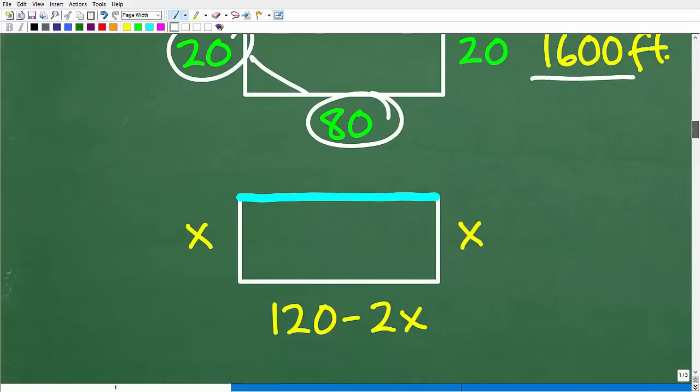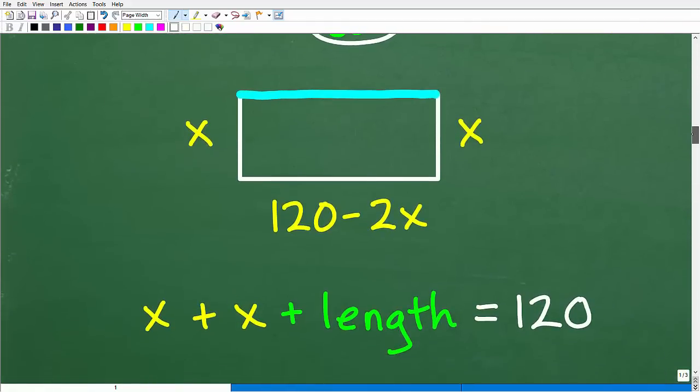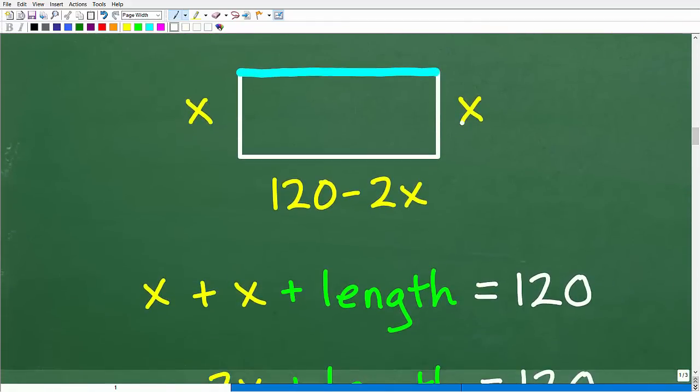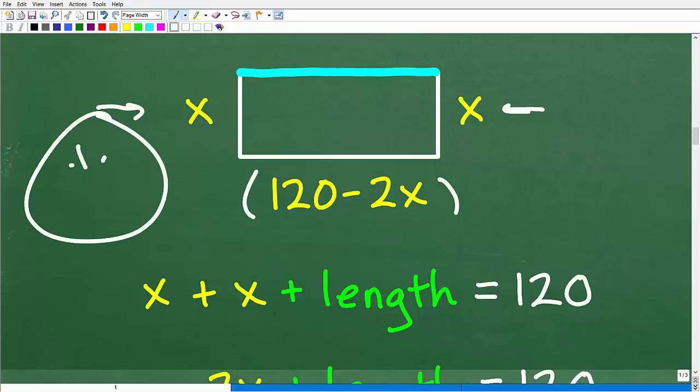But we're going to be using algebra, and what we're going to do is let this variable x represent the width of our rectangular plot. So if we have x over here, because this is a rectangle, we have x right here, and the length is this expression right here, 120 minus 2x. Now, why is that? A lot of you might be saying, come on, Mr. YouTube Math Man, I'm a little lost. Where's that 120 minus 2x coming from? Well, let's figure that out right now, because this is very important.